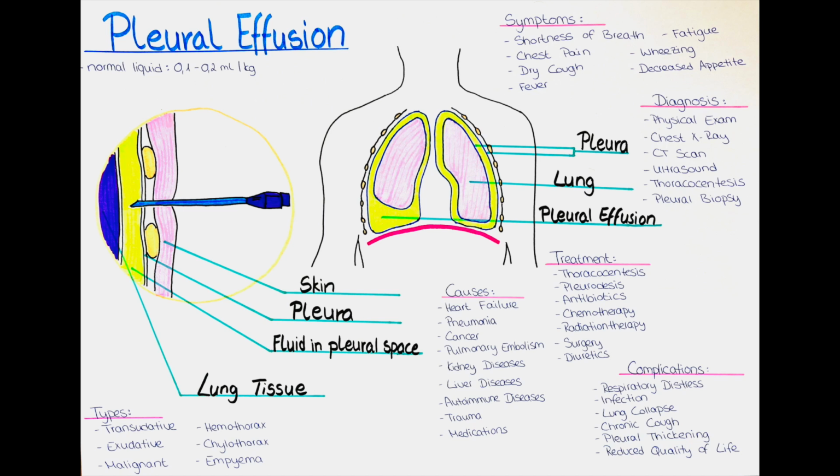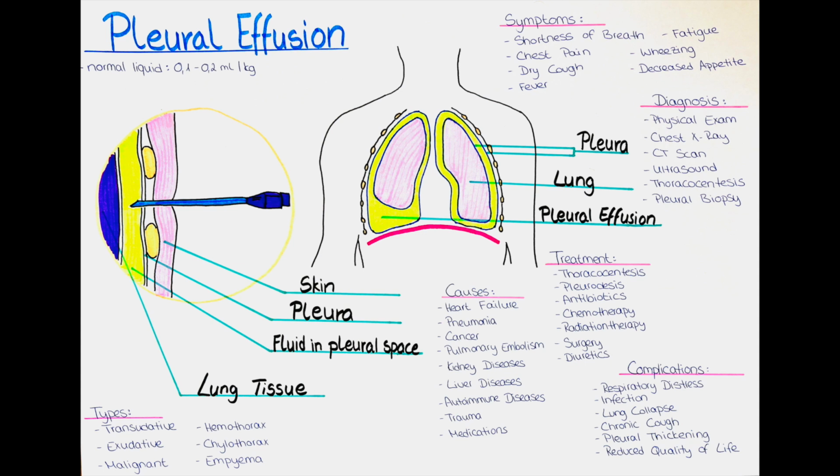Thoracocentesis can relieve symptoms such as shortness of breath and chest pain, and can also provide a sample of the fluid for further analysis. Pleurodesis is another treatment option. This is a procedure in which an irritant substance is injected into the pleural space to create inflammation and scarring, which can prevent fluid from accumulating in the future. Pleurodesis is typically used in cases of recurrent pleural effusion.